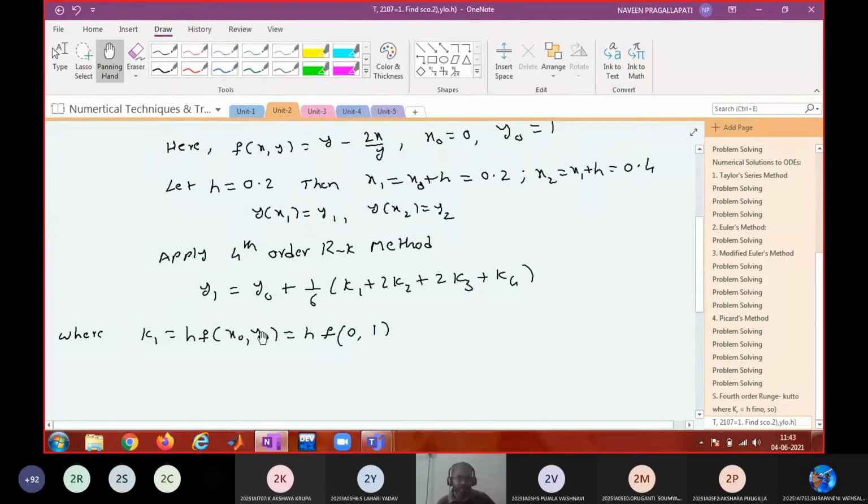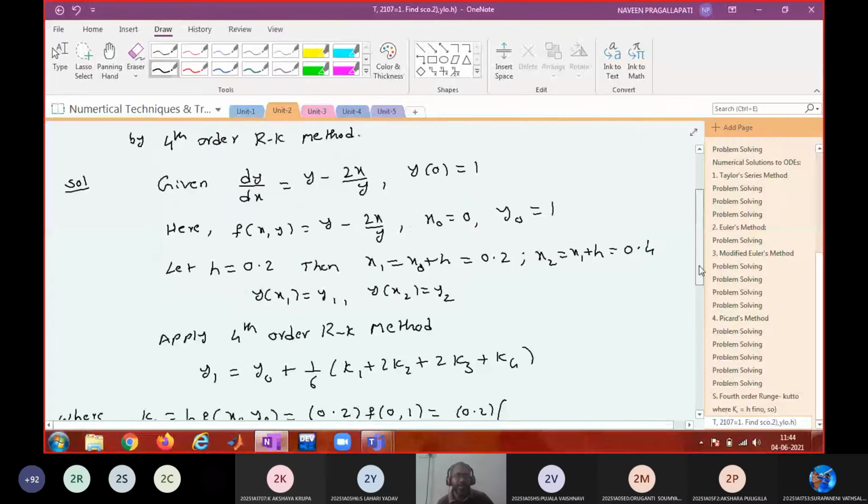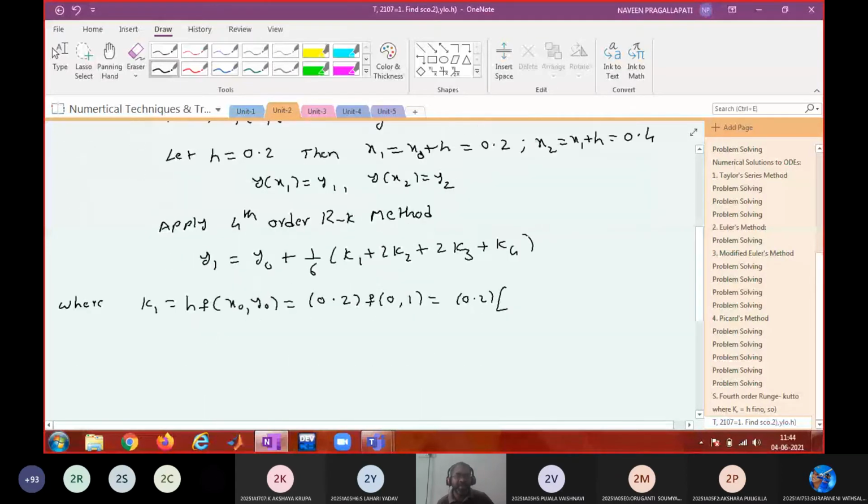So what is this? f of 0 comma 1. What is h here? h is 0.2. So this is 0.2 into f of 0 comma 1, which is 0.2 into y minus 2x by y. y is here 1 minus 2 into 0 by 1. What is this? 0.2. Am I right?